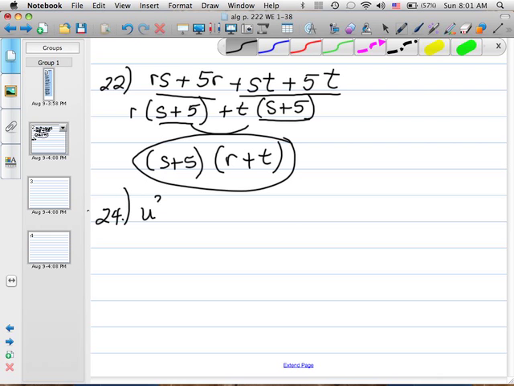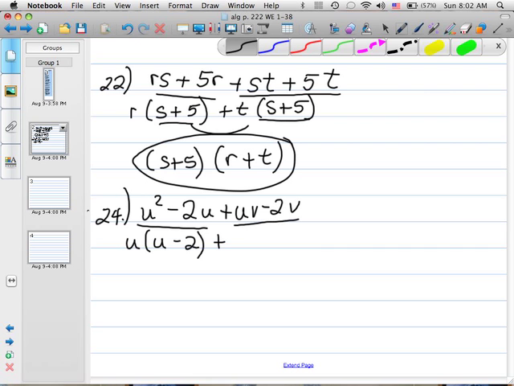Problem 24, you have u squared minus 2u plus uv minus 2v. Grouping the first two and the second two, take out your greatest common factor, which is u. That leaves you u minus 2. Check your signs, positive, negative, so we can take out a positive, and the greatest common factor is v. That leaves us u minus 2, which we have to have. They have to be the same. So we can take out the u minus 2, the common factor. It was first used with u and then with plus v.